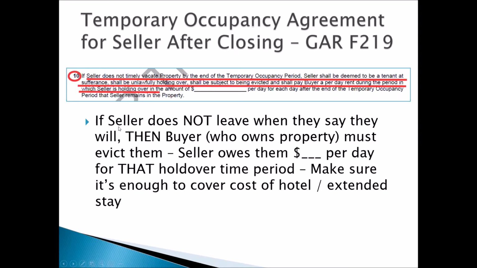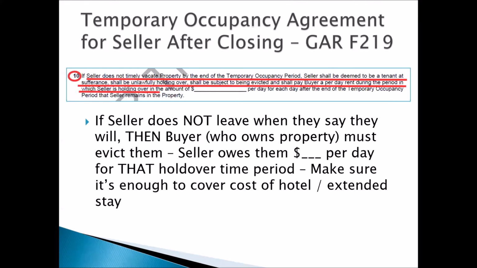It doesn't matter that there's not a lease. They are still considered legally a tenant at sufferance, which means they are unlawfully in that property after they were supposed to have been out. Guess what? If they don't vacate the property, guess what the buyer now has to do? Yep, the buyer now has to go start the eviction process. They have to go down to the magistrate court, file a writ of dispossessory, has to be heard. There's all sorts of stuff that has to be done, but they would have to file eviction.